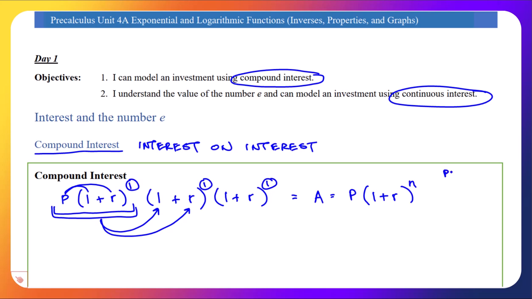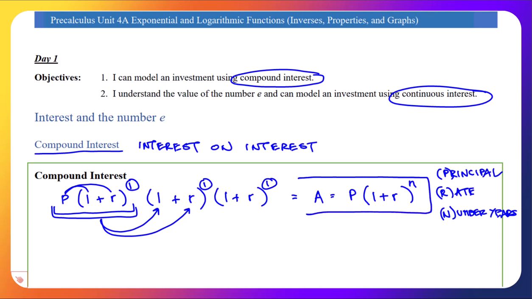So P is always the principal I start with, R is the interest rate, and N is the number of years. But that's compounding after 1 year, after 1 year, after 1 year.